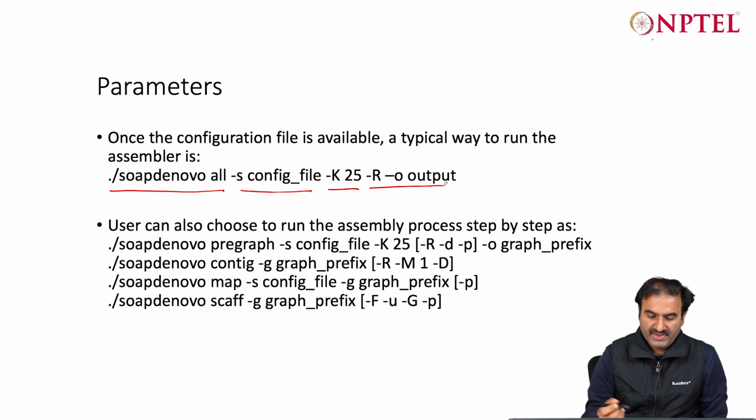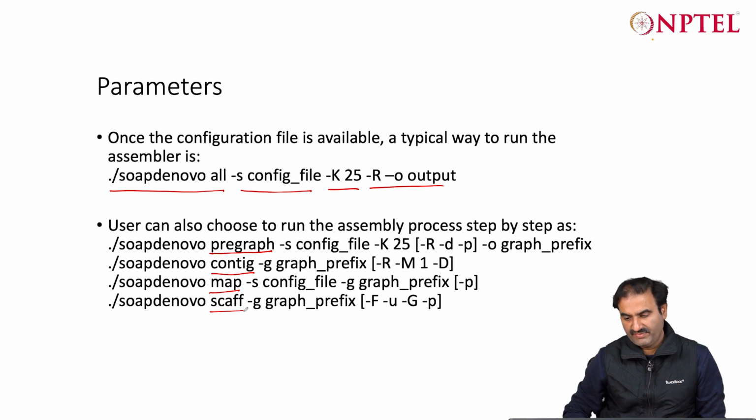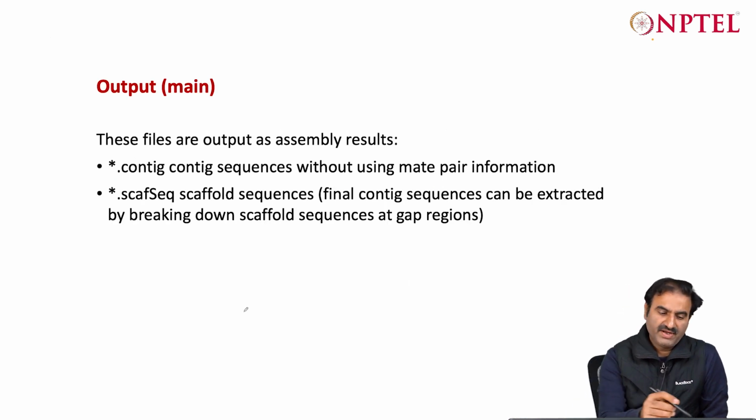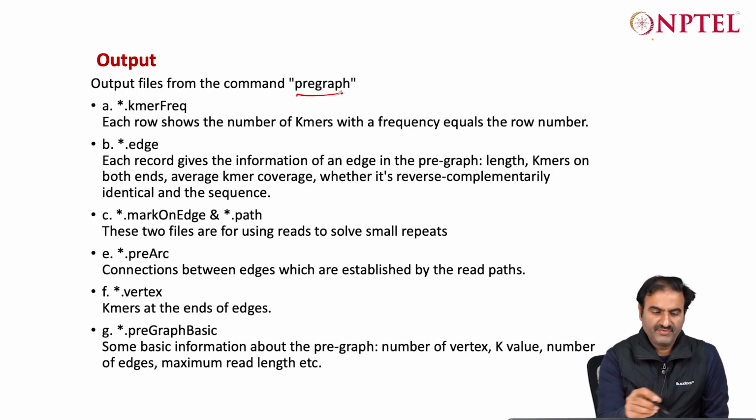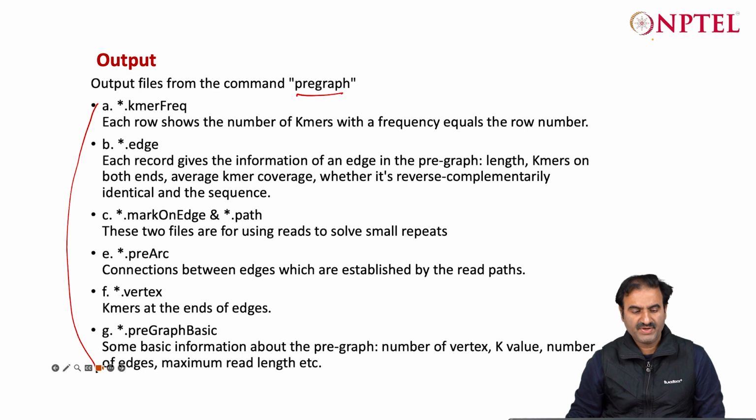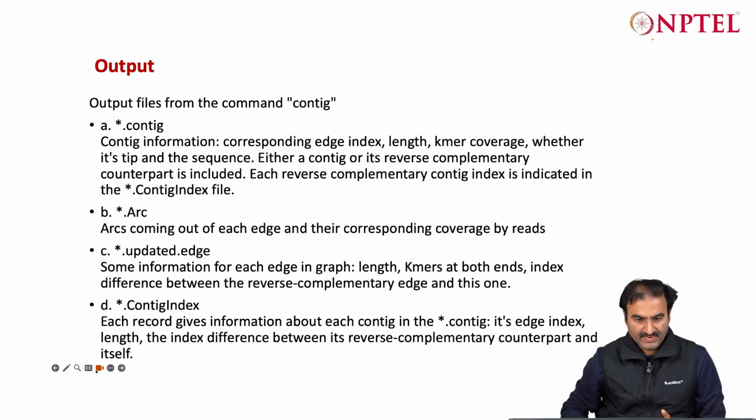And if you want to run step by step, then there will be 4 steps: pre-graph, which will make a pre-graph of the K-mers, then contig, which assembles the contigs, then map, and then scaffold, which prepares the scaffolds, right? So this is the main output that you will get, a contig file and a scaffold file, in FASTA format, which you can use for the next step of assembly, like polishing or hybrid assembly, right? If you run pre-graph, you'll get files like K-mer frequency, edge, etc.